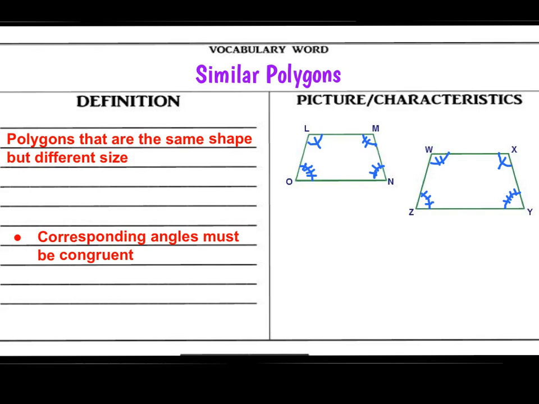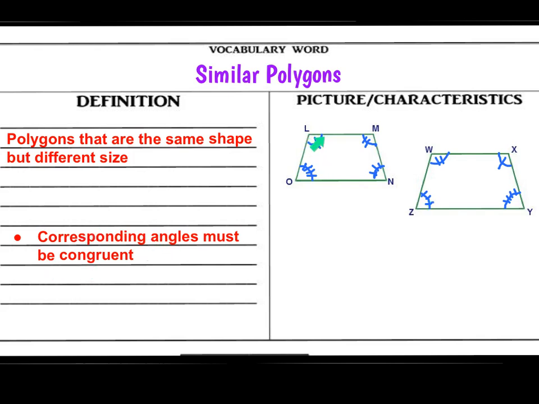So we've already talked about dilations, and when you dilate an image or a polygon, you create similar polygons. If you look here, we have two polygons. They're actually trapezoids, and they're similar, which means that they have the same shape but different size. And when you have two similar polygons, all corresponding angles must be congruent.